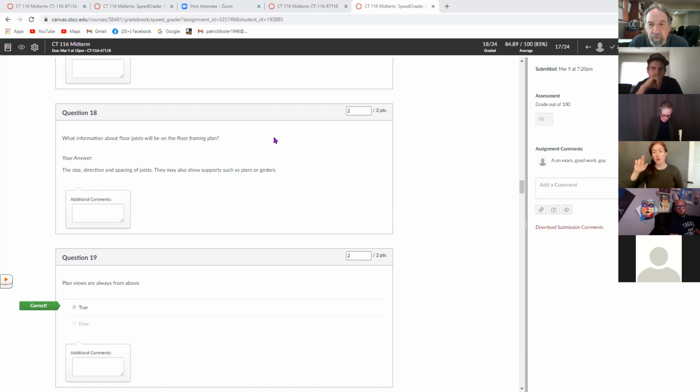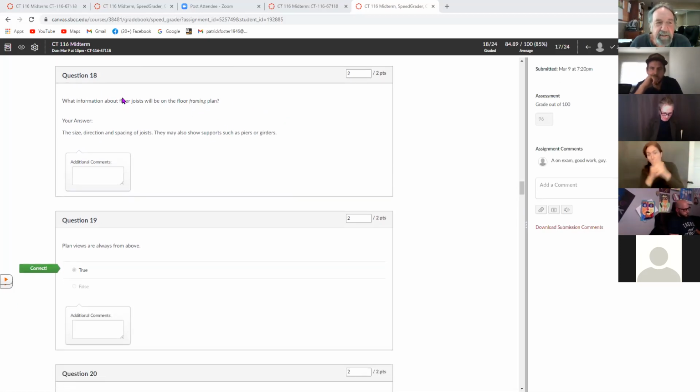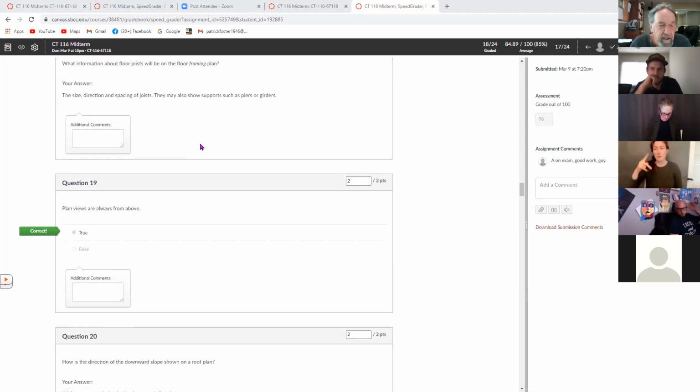So the floor is connected to the foundation, whereas even though the ceiling's connected to walls, there aren't as many surprises that can happen. So I singled out just the joists, even though there's a few other things on these plans. And most of you got that right: size, direction, spacing of joists. And like John says here, they can also show piers and girders, and those vary.